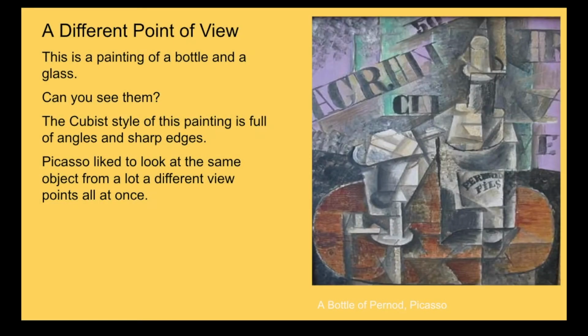And in this painting, same thing. You have a bottle and a glass, and the bottle and the glass have so many edges and shapes and planes that it's a different point of view. It's not what people were used to. This is the cubist part of Picasso. So he put cubism in his portraits as well, and that's what we're going to focus on today.